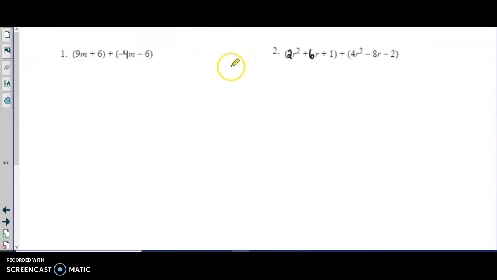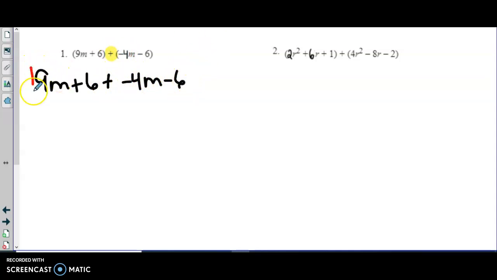I'm always going to check my sign in the middle first. Since this is a plus sign, I don't have to change any signs. I'm just going to rewrite them. So I'm just going to write 9m plus 6. I'm writing them without the parentheses. And then plus -4m minus 6.